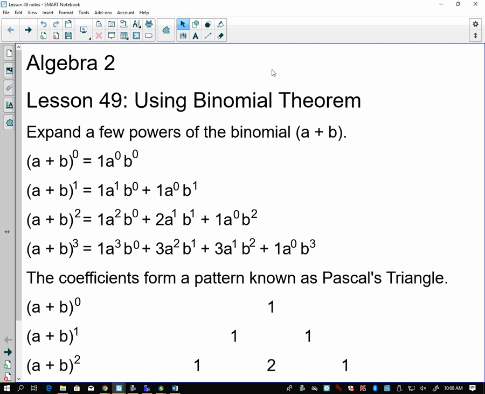All right, Algebra 2, Lesson 49. It says using the binomial theorem. A lot of this, I think, overcomplicates how to do this.